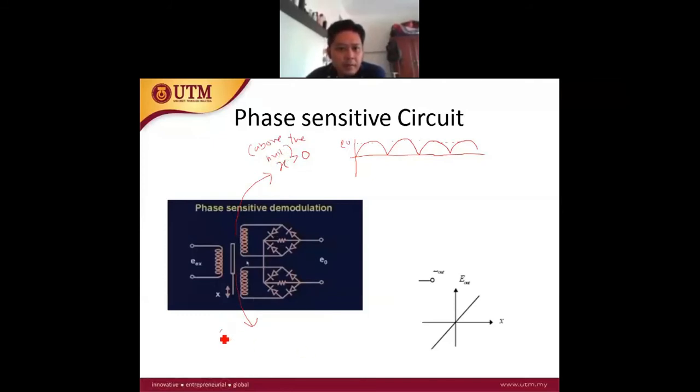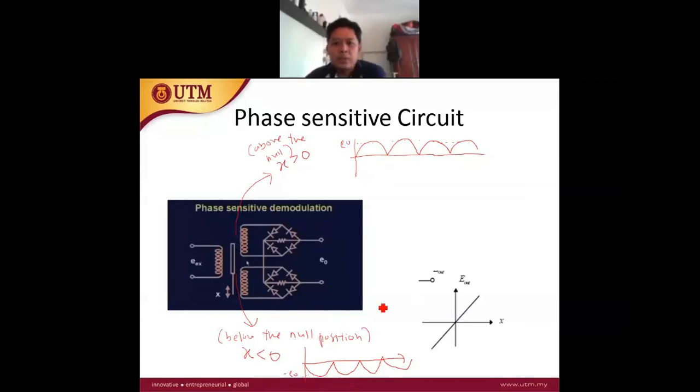and if they move below the null position, or x, is when we move downwards. So here, E out from the phase sensitive circuit gives something like this, where E out is negative. So we have a full wave with negative amplitude.